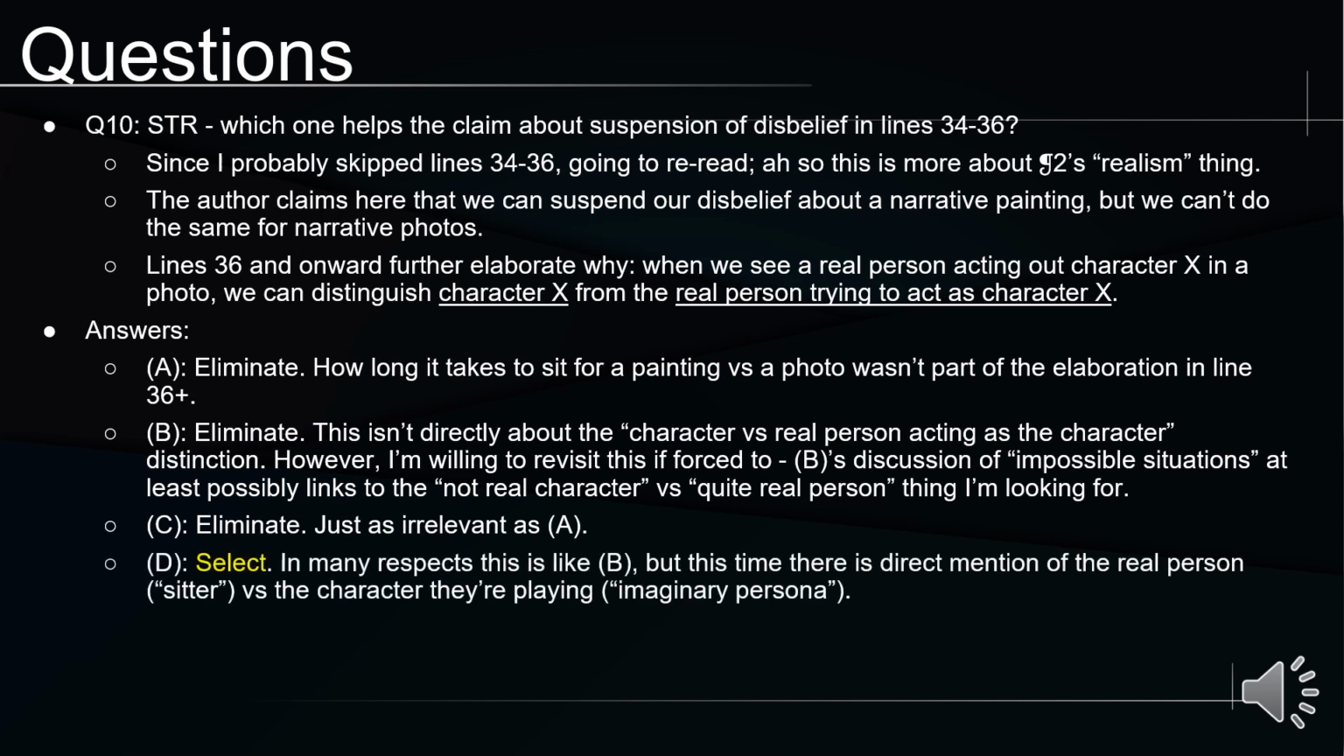Moving along to D. In many respects, this is like B, but this time there's a direct mention of the real person, the sitter, versus the character they're playing, an imaginary persona. So that to me makes D superior.